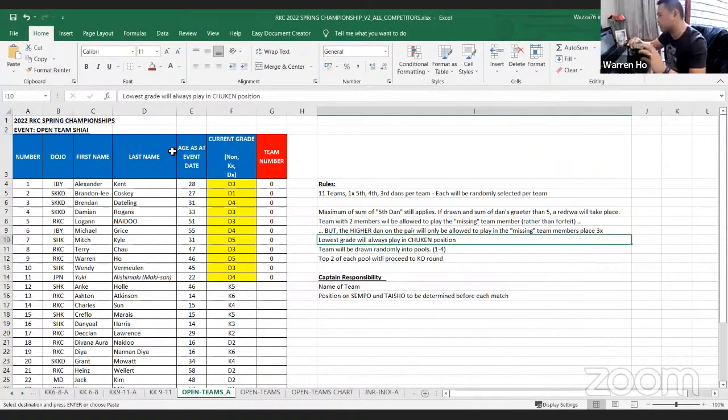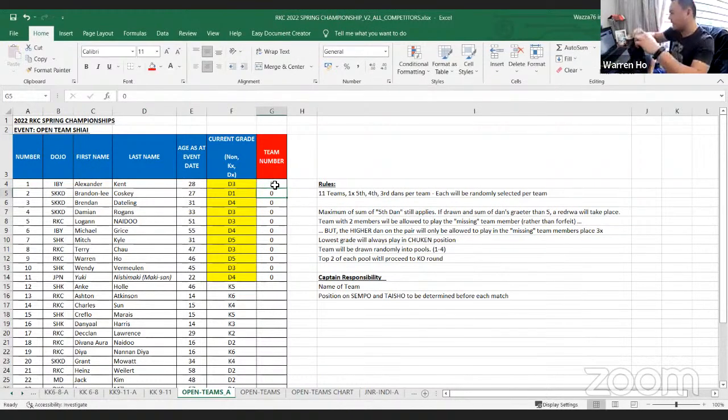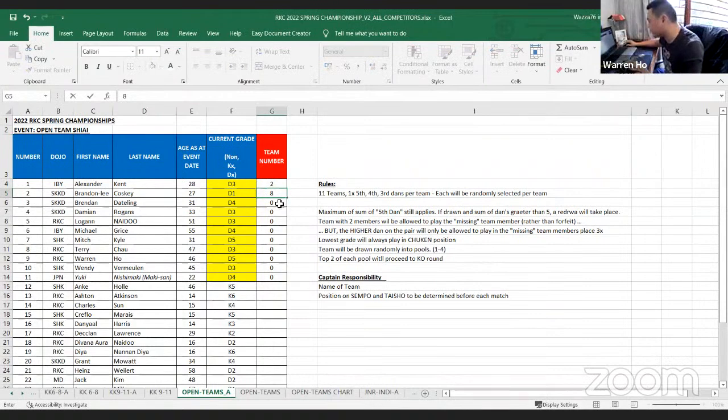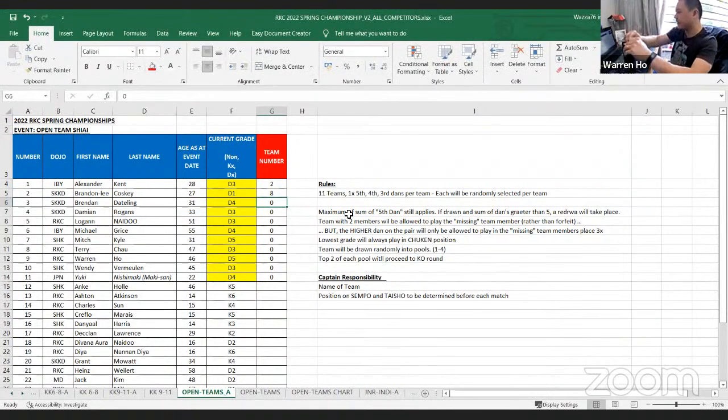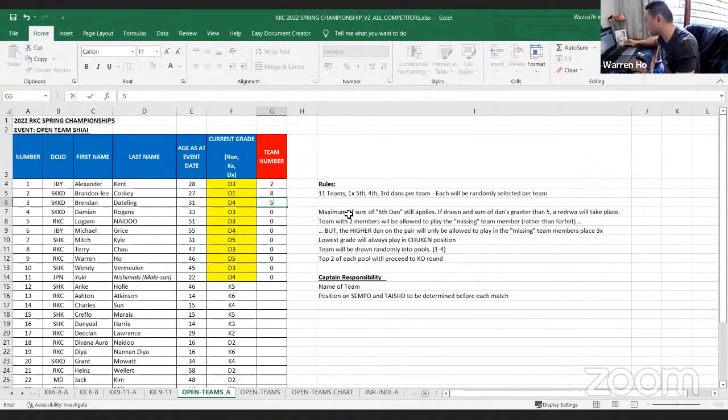So first one, Alex Kent, since you're the top of the alphabetical list. 3rd Dan, you're going to be the captain of team number 2. So Alex is captain of team number 2. Right. Next one is Brandon Lee Koski from the St. Howard Dojo. You are 1st Dan, but a national team member, so don't let that fool you. You are going to be the captain of team number 8, my lucky number. Okay, Brendan Datling, reigning SA champ, you're going to be captain of team number 6. Okay, number 6.